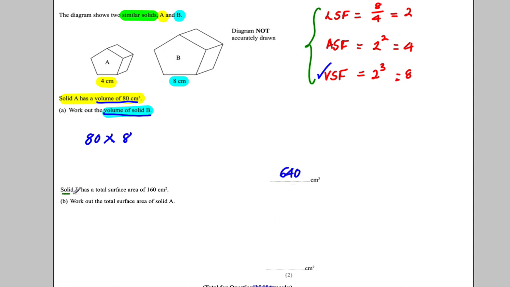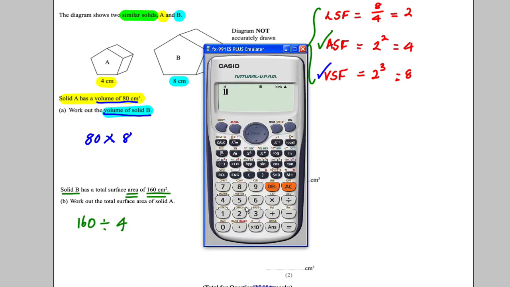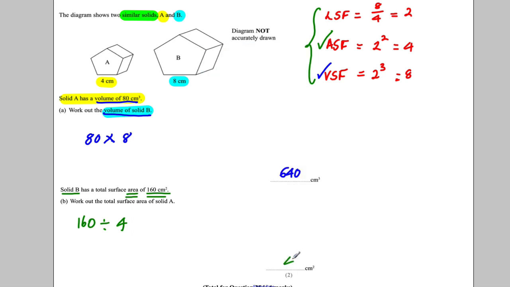The next one, the solid has a surface area of 160. So the big one has an area of 160, work out the area of the small. From big to small, we divide. So we take our 160, we're going to divide, but this time by the area scale factor because we're dealing with area. So we're going to divide by 4, and 160 divided by 4 is equal to 40 centimeters squared.